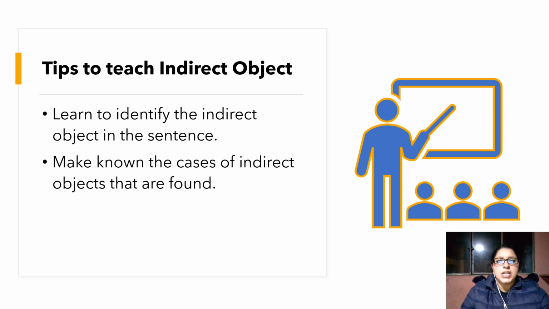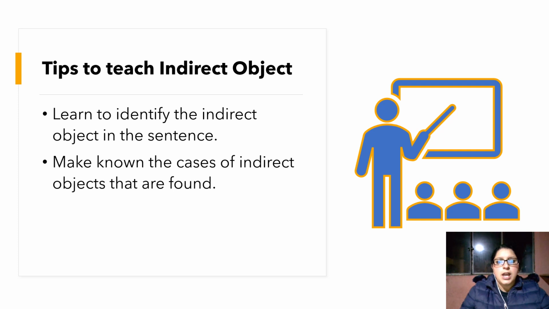The tips for teaching indirect objects in the classroom is that the students learn to identify the indirect objects in the sentence. And how are we going to do it? Very simple. To find the indirect objects, first the direct object must be found, and we do it by finding the verb and asking what after that. Then they ask who or what received it. Another tip could be letting them know the cases of indirect objects that are found. For example, there are indirect objects preceded by to or for.